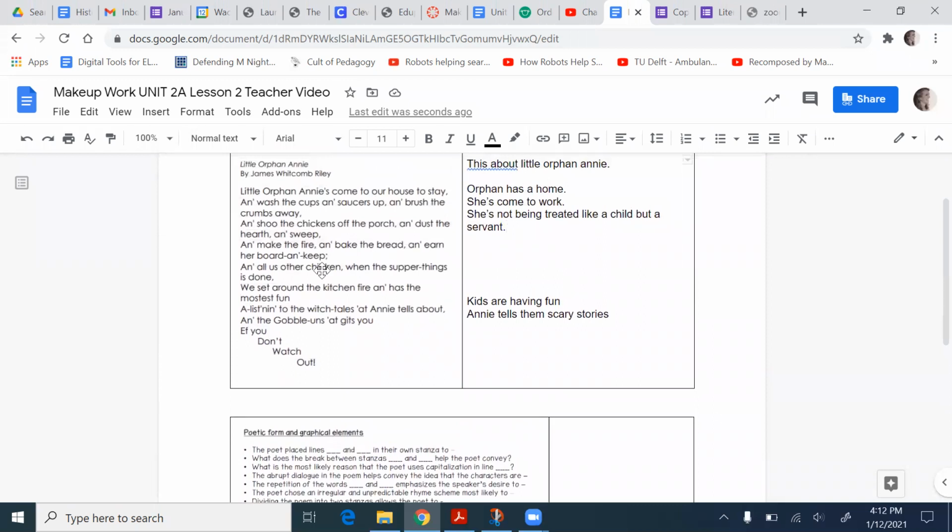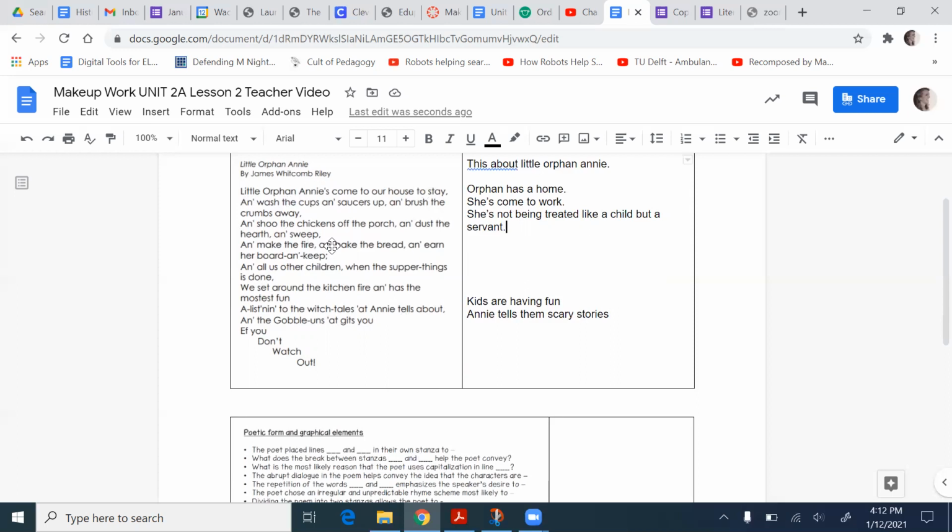That'd be one where maybe you have regular stanzas, like 4 lines, 4 lines, 4 lines. Then all of a sudden there's one with just 2 lines. Well, why'd they do that? What does the break between stanzas blank and blank help the poet convey? So they wrote this stanza, then there's a space, and they wrote this stanza. So why did they put the space there?